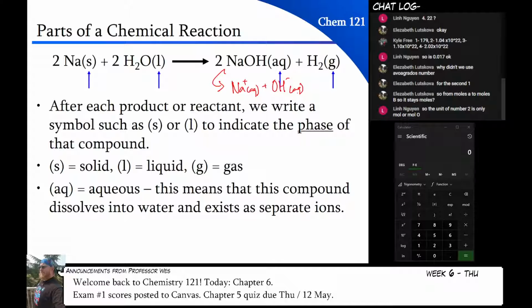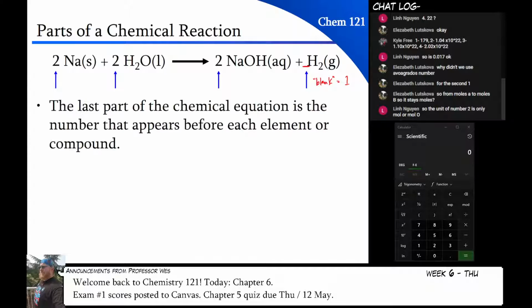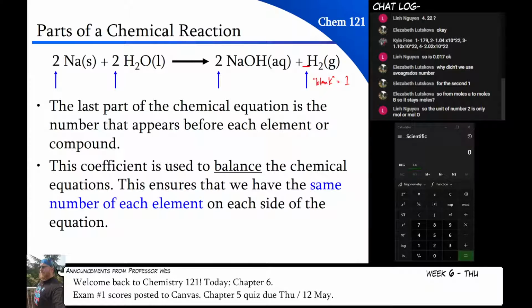All right, the last thing that we're going to care about are these numbers in the front here. You'll notice that the arrow over here on the right is pointing at a blank. And a blank represents a 1. These numbers are written here so that we can do something specific. It's called balancing an equation. And that's going to be the focus of this section, is we're going to balance some chemical equations.